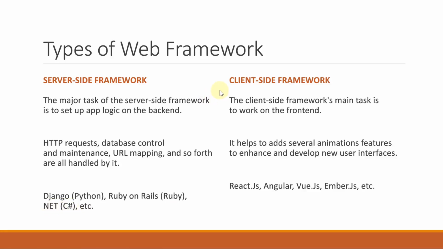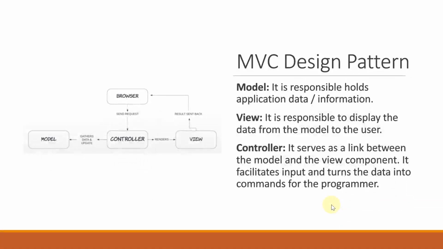Now the second type is the client-side framework. Their key role is to work with the front end, due to which they are also known as front-end framework. Now they help in adding several animation features to enhance and develop new user interfaces. So the server-side framework is more related towards the application logic, and the client-side framework is more related to the user interface. So some well-known examples of client-side frameworks are React.js, Angular, Vue.js, Ember.js, etc. Next, let's understand what is an MVC design pattern.